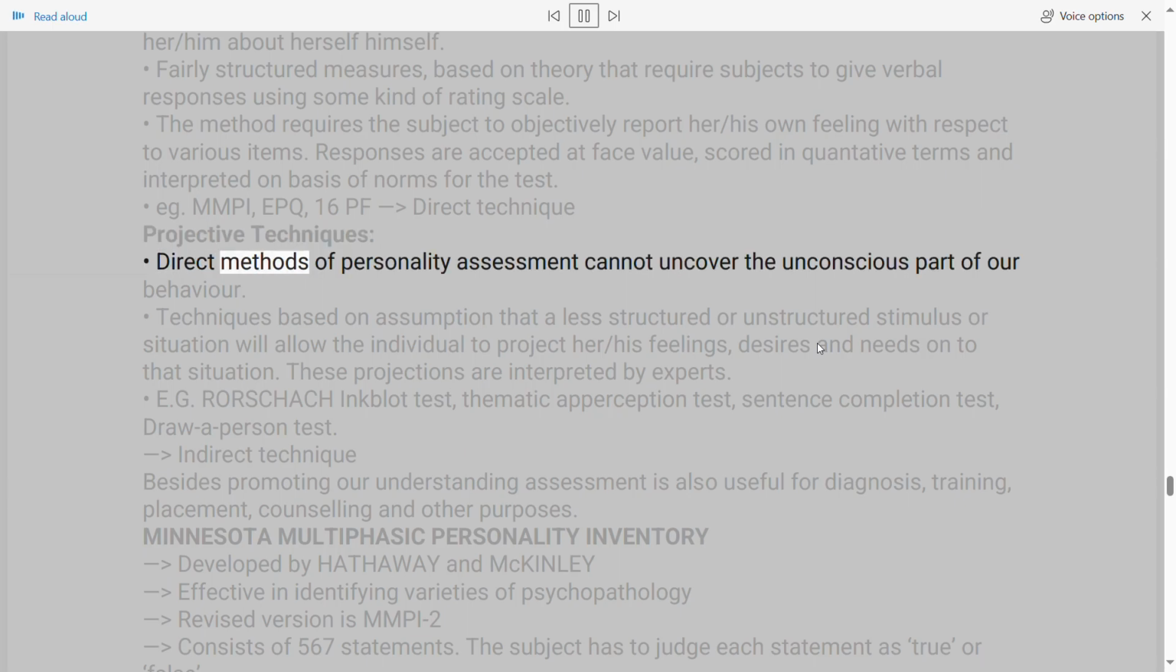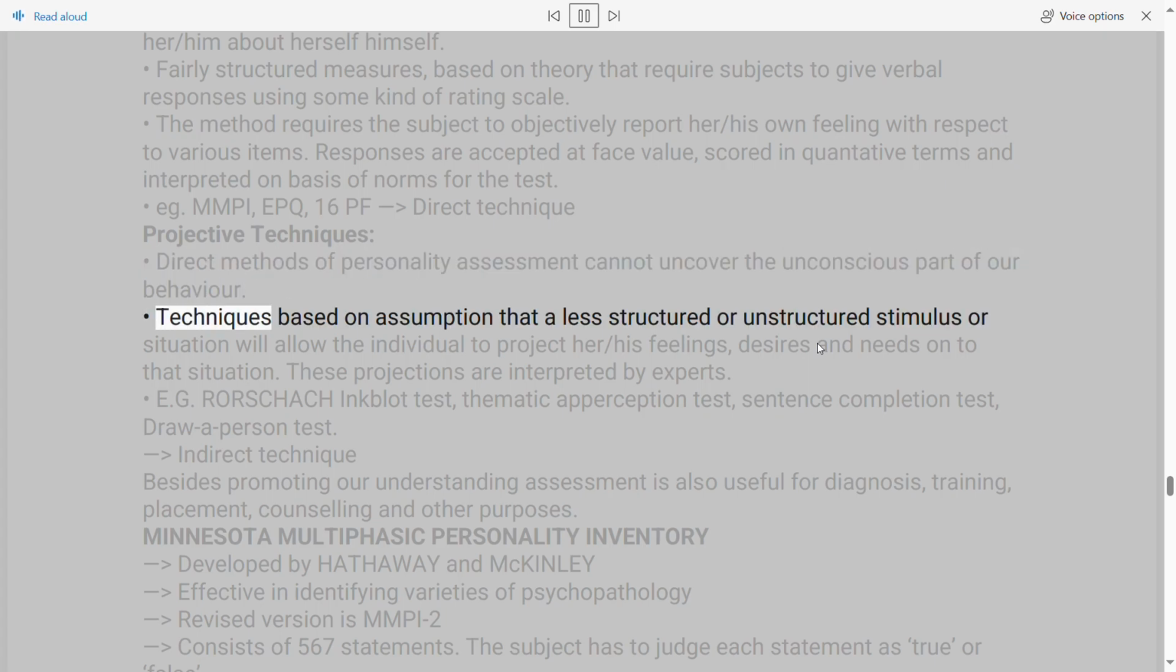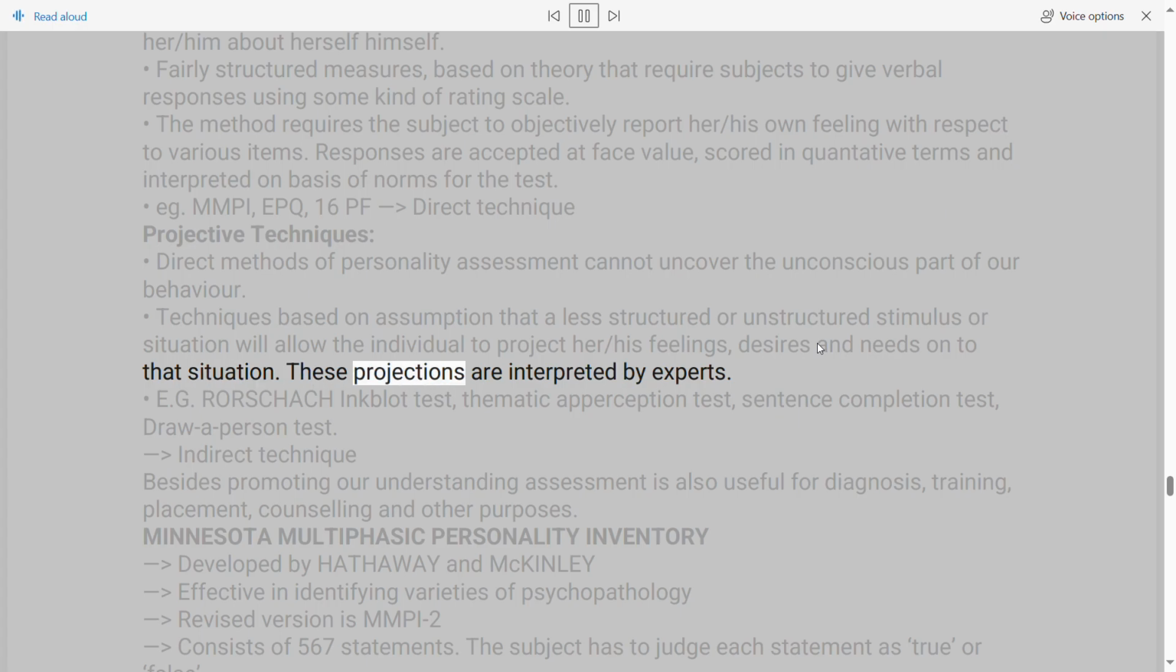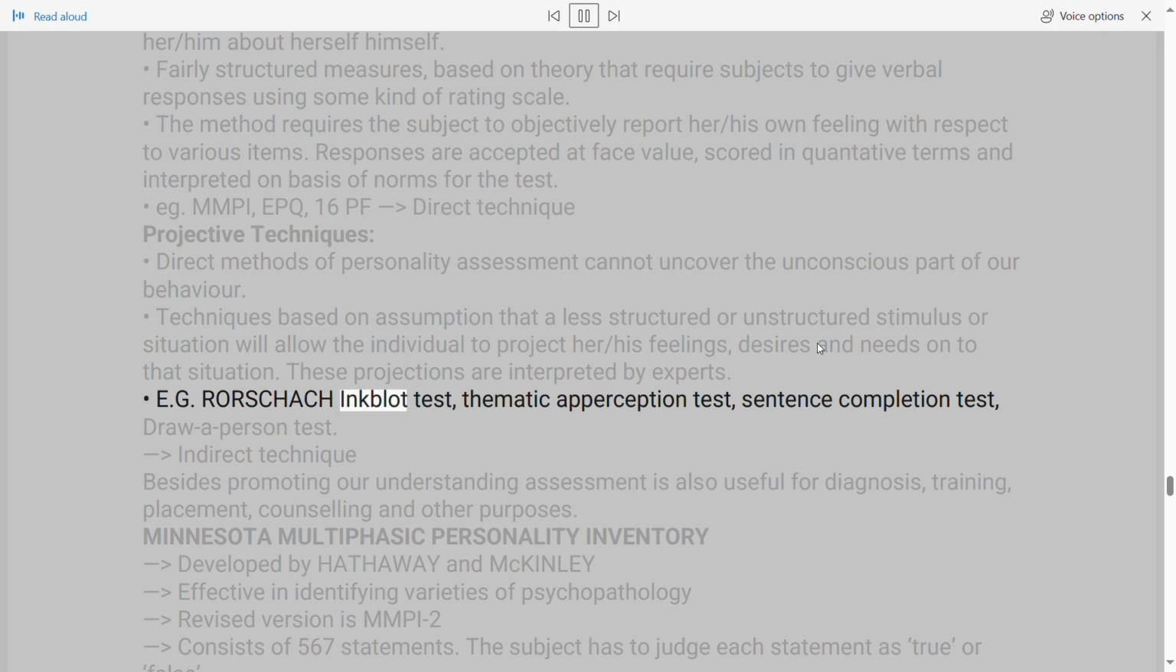Direct methods of personality assessment cannot uncover the unconscious part of our behavior. Projective techniques are based on the assumption that a less structured or unstructured stimulus or situation will allow the individual to project his feelings, desires, and needs onto that situation. These projections are interpreted by experts. For example, Rorschach inkblot test, thematic apperception test, sentence completion test, Rosenzweig picture frustration test. Indirect technique.